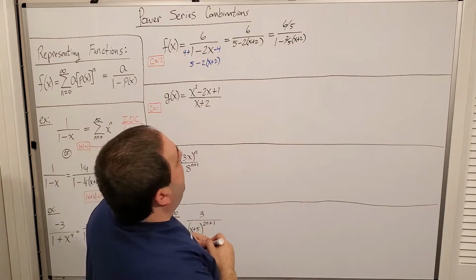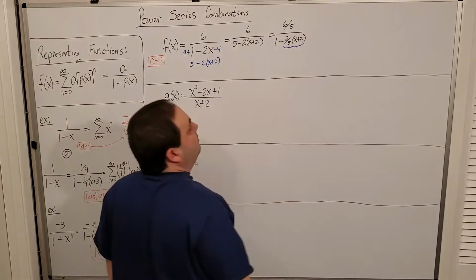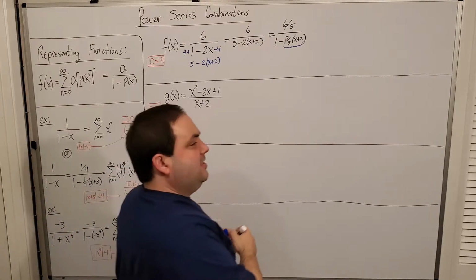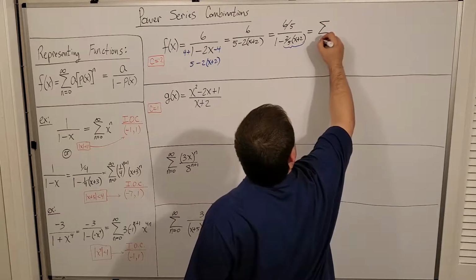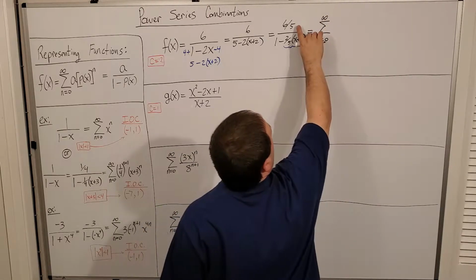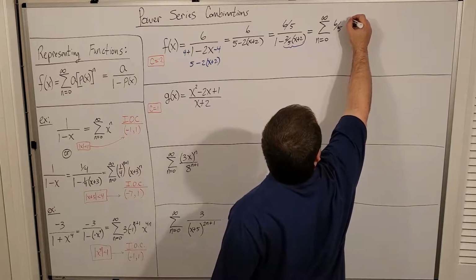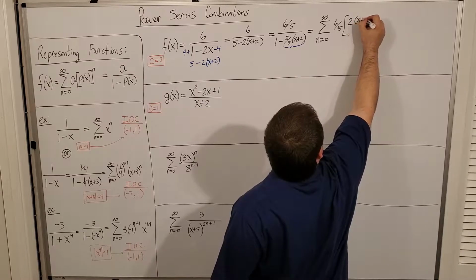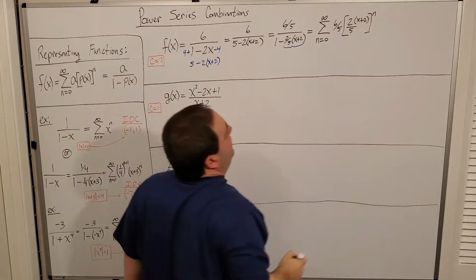And in this case, now my r is here, right? That's going to be the r of my geometric series. So let's set it up. That means I've got the sum from n equals 0 to infinity. My first term, my a, is 6/5 times, I have 2 times x plus 2 over 5, all being raised to the n power.